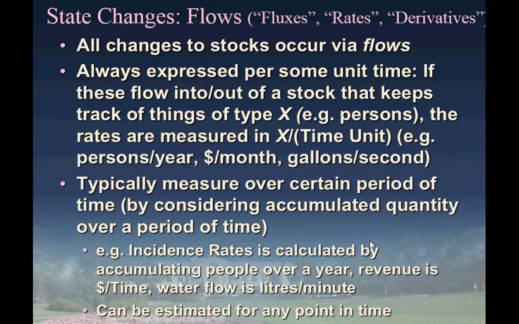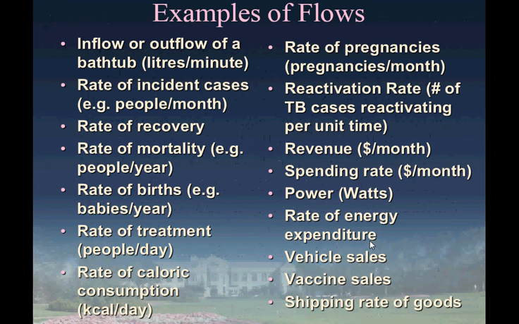So let's talk about some flows. The inflow or outflow rate of a bathtub, say, in, this is south of the border, so I have to say gallons per minute. Rate of incident cases, people per month diagnosed with X. Rate of recovery, how many people recover per amount of time from this disease, say leaving the hospital. Rate of mortality, number of people per year who have died, as you might get in vital statistics. Rate of birth, number of babies per year. Rate of treatment, number of people per day. These are all examples of flows. Something per unit time, and they're going to be impacting the stocks to which they're connected.